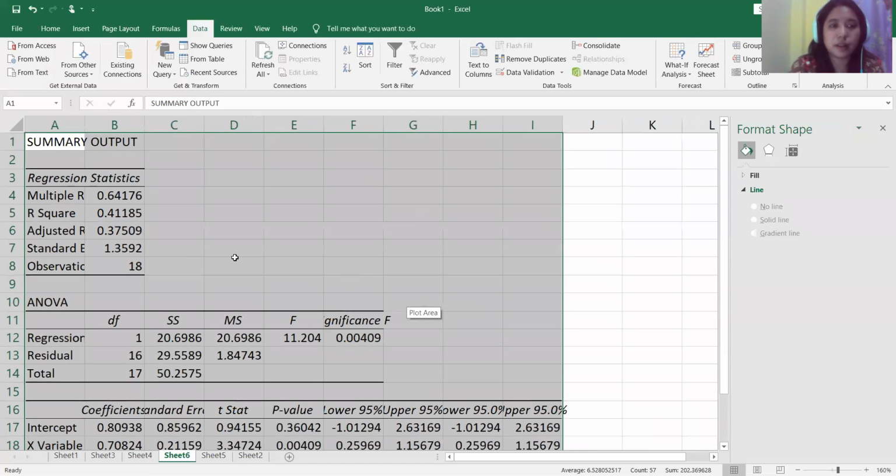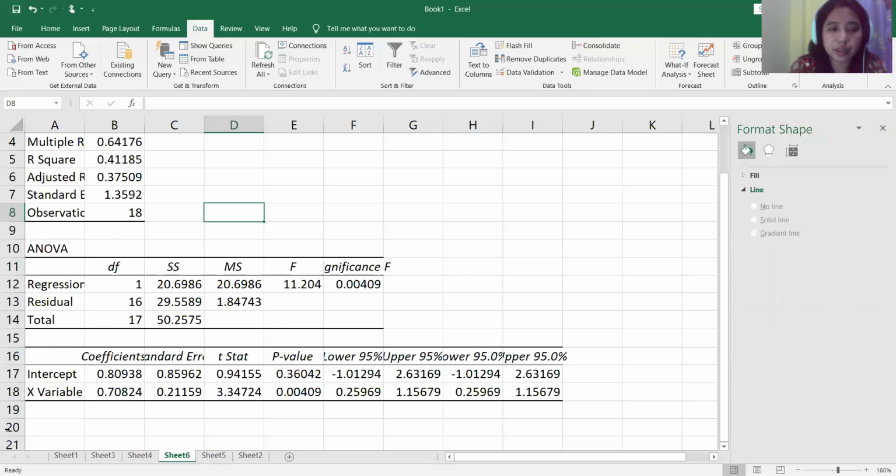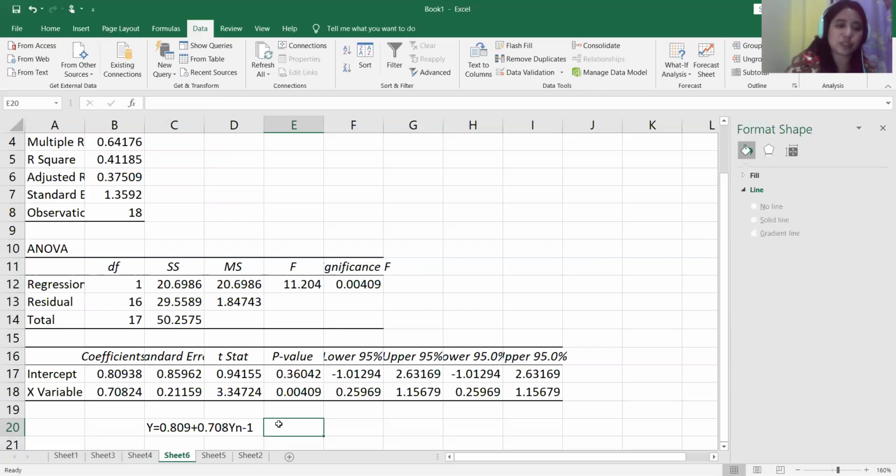Okay, so this is now the first regression. The R square is 0.41. So the equation here is still Y is equal to mx plus b, but the value of x is Y sub n minus 1, which corresponds to the previous data. So Y is equal to 0.809, if it's limited to 3 decimals, plus 0.708 Y sub n minus 1. So it is actually the previous data.